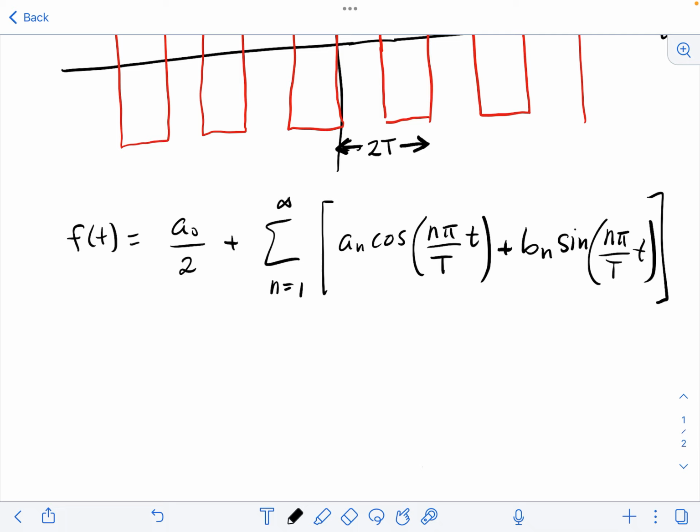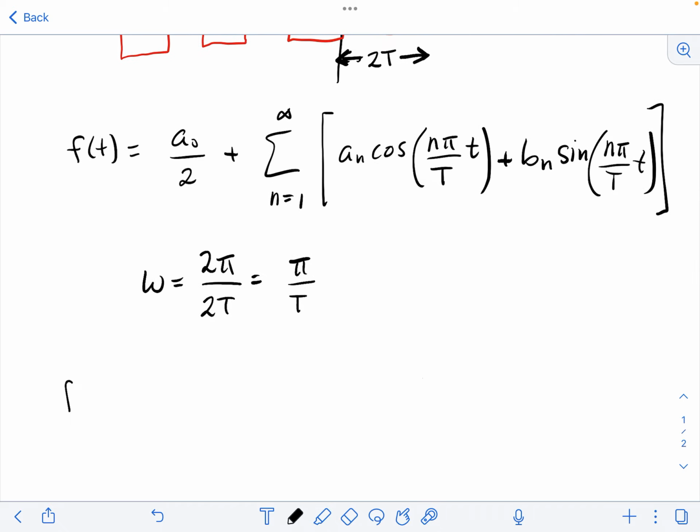The angular frequency of our signal is 2 pi divided by the period, but our period is represented by 2 times capital T, and so that means the angular frequency in this case is pi over T. And so we can re-express our Fourier series in terms of omega.